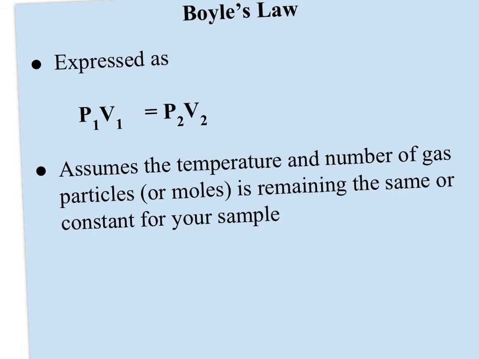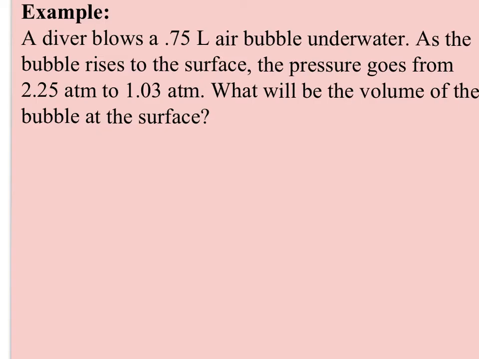So let's look at a quick example here. My example says a diver blows an air bubble, 0.75 liters, and liters you should recognize as being volume, so that's the first volume mentioned, so I'm going to put a V1. As the bubble rises to the surface, the pressure goes from 2.25 atmospheres, the original pressure, P1, to 1.03 atmospheres, that's P2. What will be the volume of the bubble at the surface? That would be my second volume. So I've been given P1, P2, and V1, and I'm being asked to find V2.